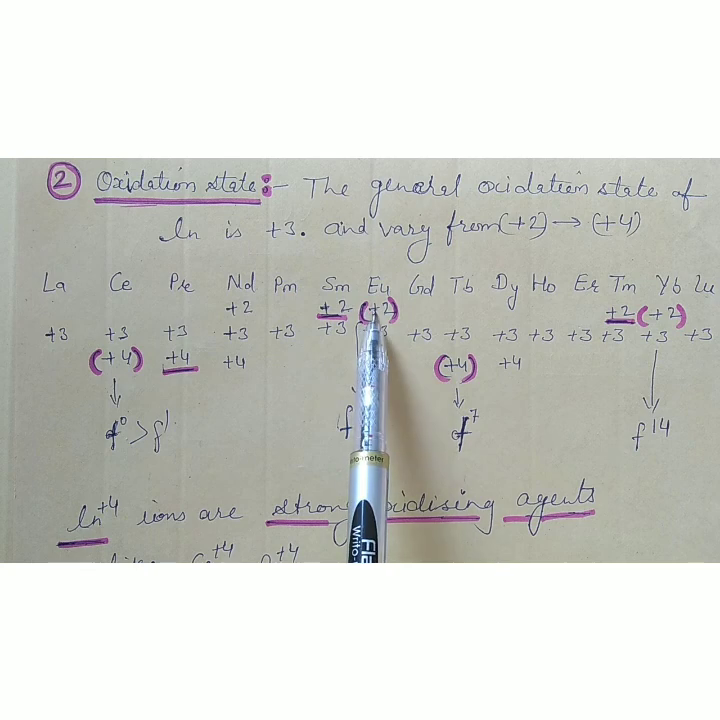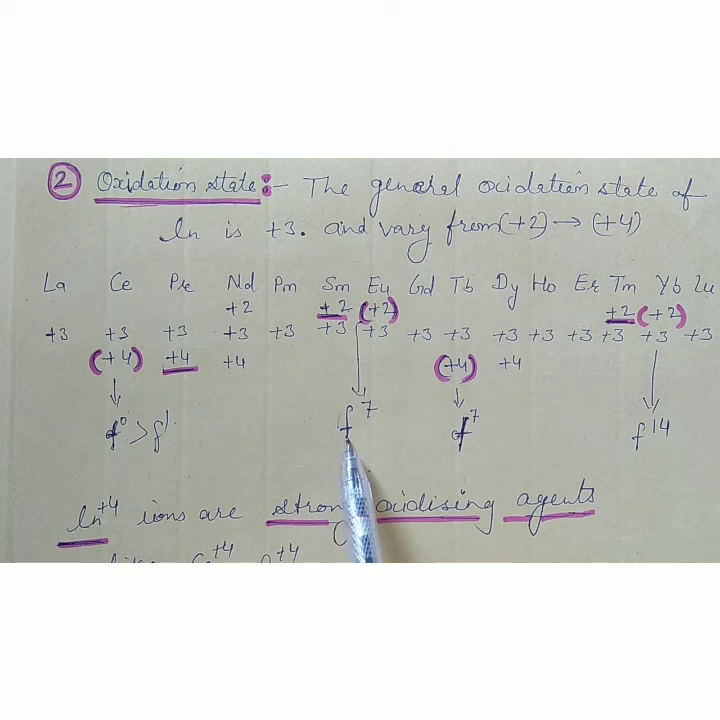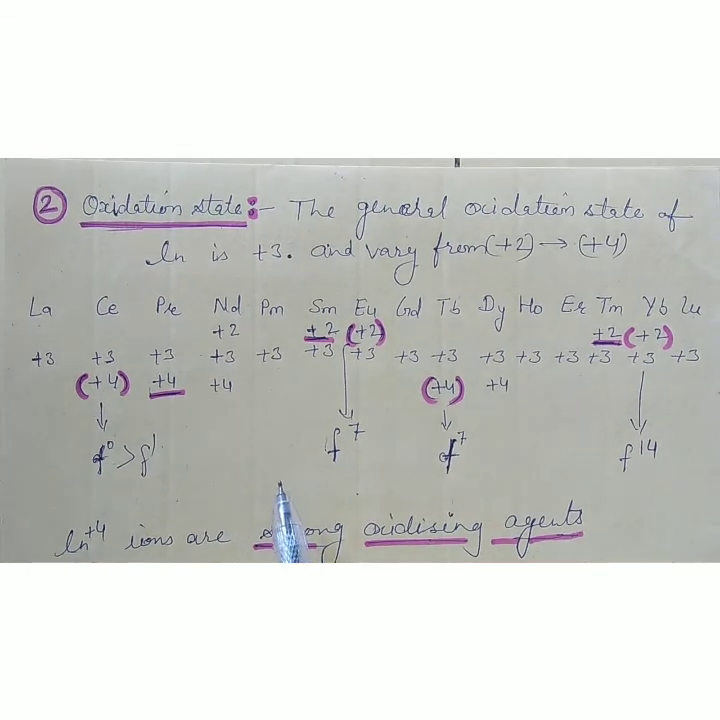Eu shows +2 because of f7. +2 is a more stable oxidation state of Eu than +3, because in the +2 oxidation state it has f7 configuration. This is a half-filled electronic configuration, and half-filled electronic configuration is more stable. In Tb also there is +4 oxidation state, here +2, here +4. +4 because f7. Here is also f7, here is also f7.